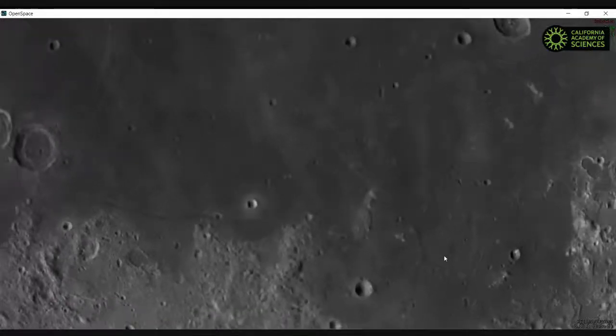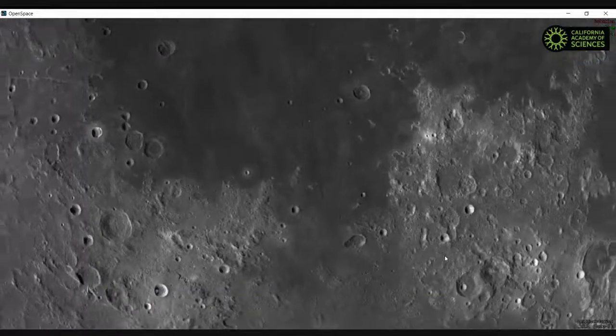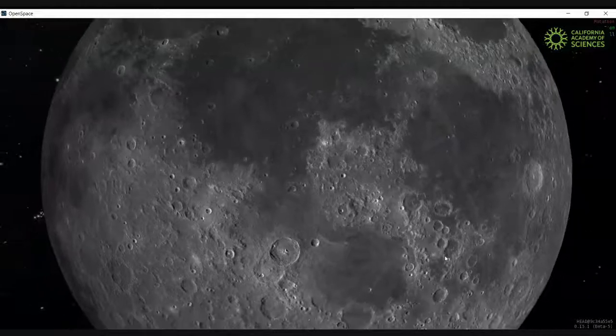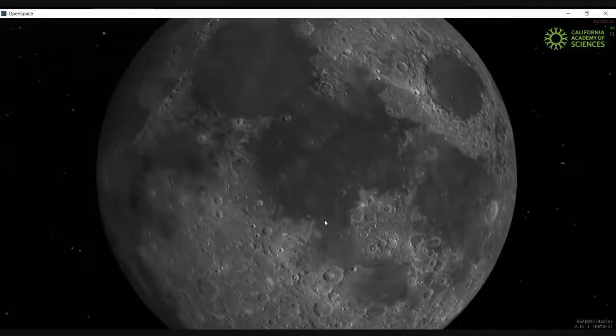Trying to spot the flag in a photo like this is kind of like trying to spot a tennis ball on a map of Texas. The object is really small. The area is really big. It's impossible to try and just pick it out.